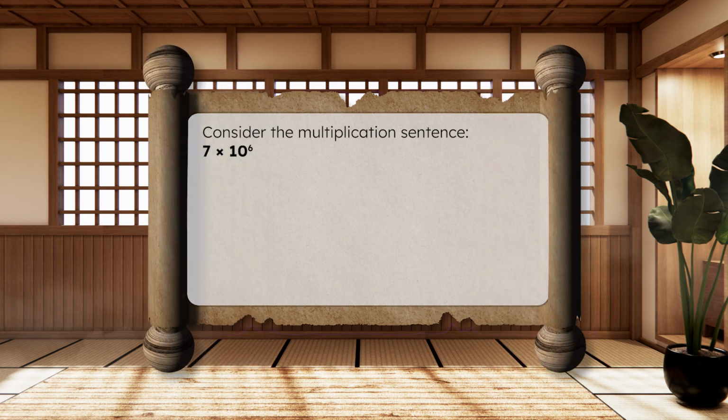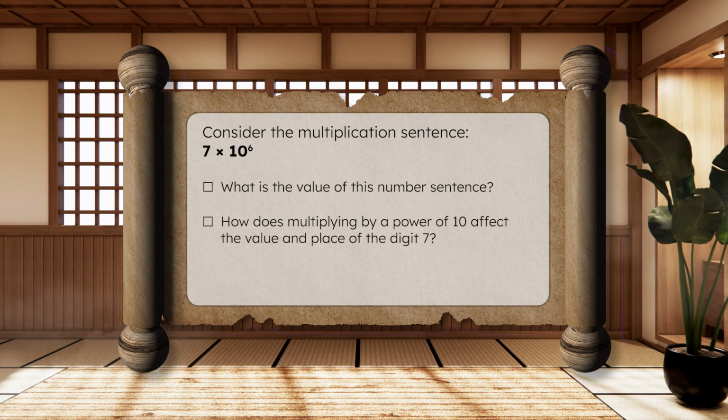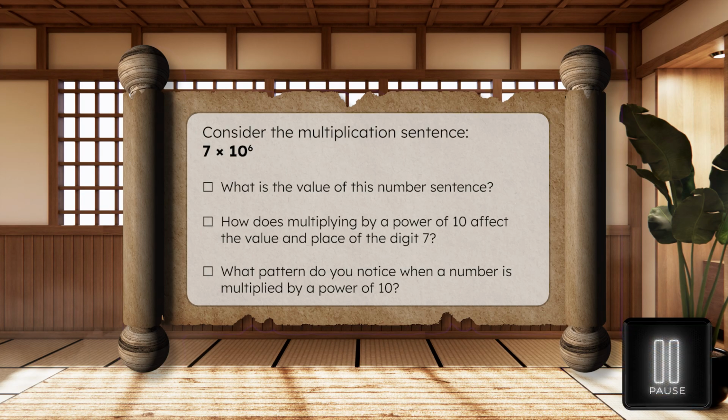With all of this information, I think we're ready for today's challenge. Complete it, and the multiplying and dividing by powers of 10 badge is yours. Consider the multiplication sentence, 7 times 10 to the 6th power. What is the value of this number sentence? How does multiplying by a power of 10 affect the value and place of the digit 7? What pattern do you notice when a number is multiplied by a power of 10? Pause here to complete the challenge in your guided notes. Use everything you've learned today to show your mastery.